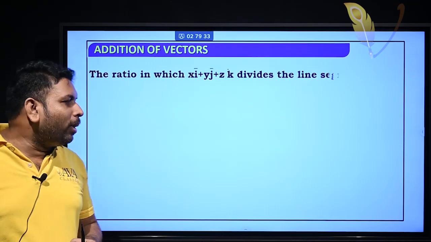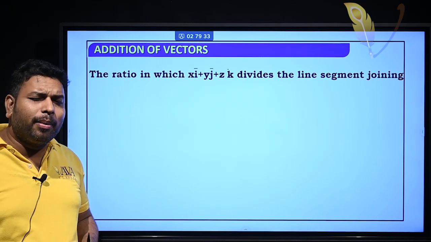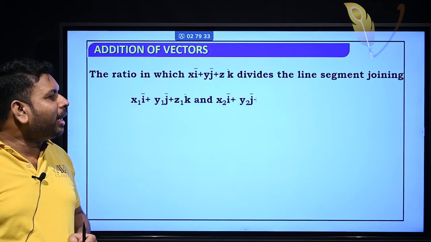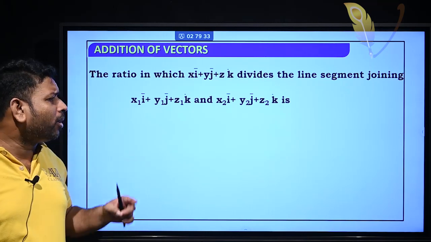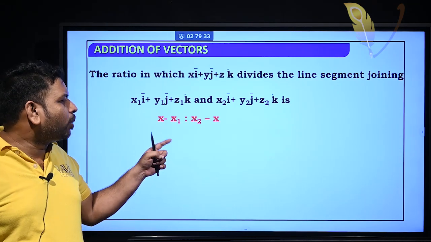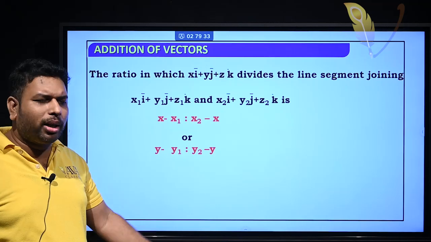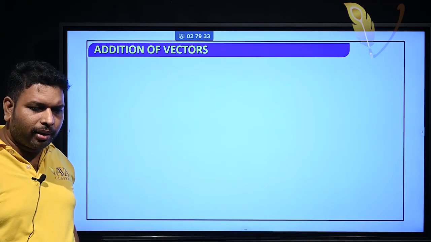The ratio in which xi cap plus yj cap plus zk cap divides the line segment joining x1 i cap plus y1 j cap plus z1 k cap and x2 i cap plus y2 j cap plus z2 k cap is (x minus x1) is to (x2 minus x), or (y minus y1) is to (y2 minus y), or (z minus z1) is to (z2 minus z).